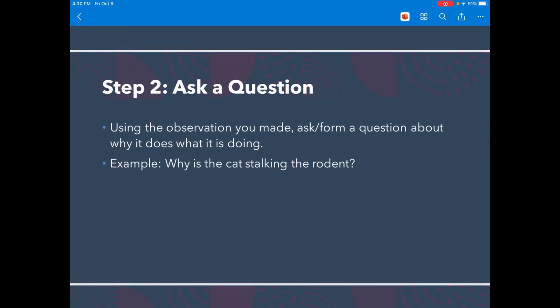Step 2. Ask a question. Using the observation you made, you must ask and form a question about why it is doing what it is doing. Example, why is the cat stalking the rodent? Or why does the concrete feel different from the carpet? Or why does the chicken smell different than the fish? Something like that.